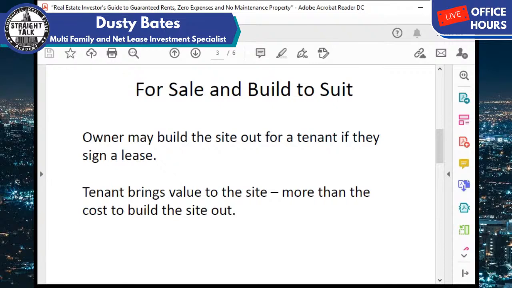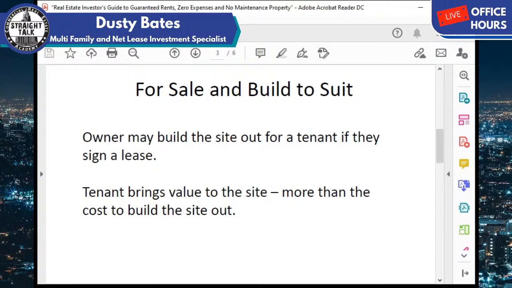The value for you as an owner comes in the lease and the tenant, right? It may cost $800,000, $1 million, 1.2, 1.5, whatever, to build the site out. But now you've got a brand new building. You've got a Burger King on a 20-year lease with plenty of options. And the value that brings to you is the income stream as the investor.